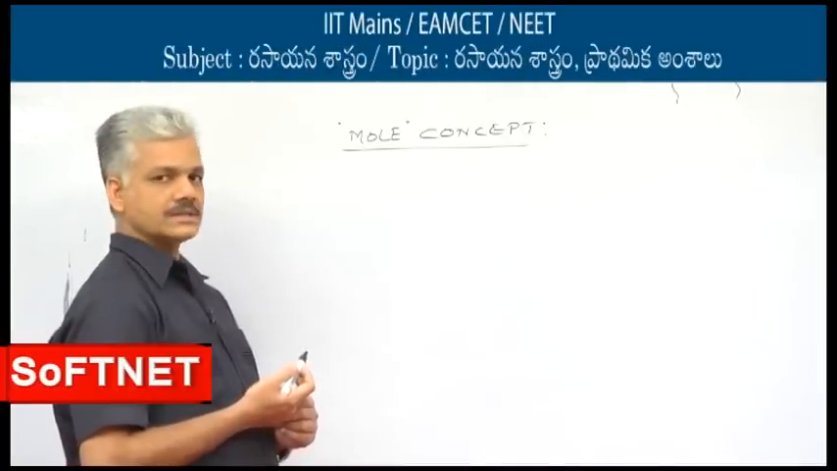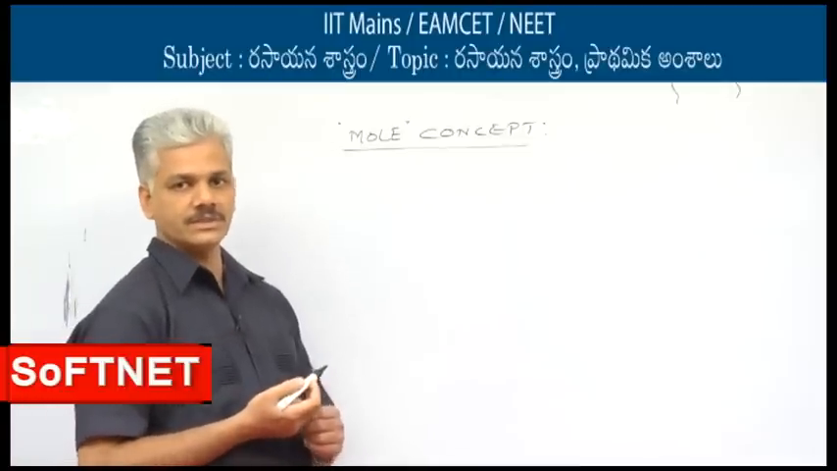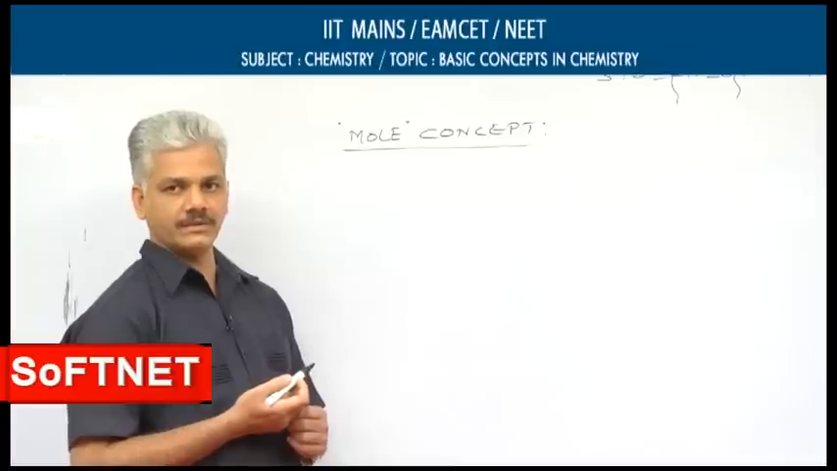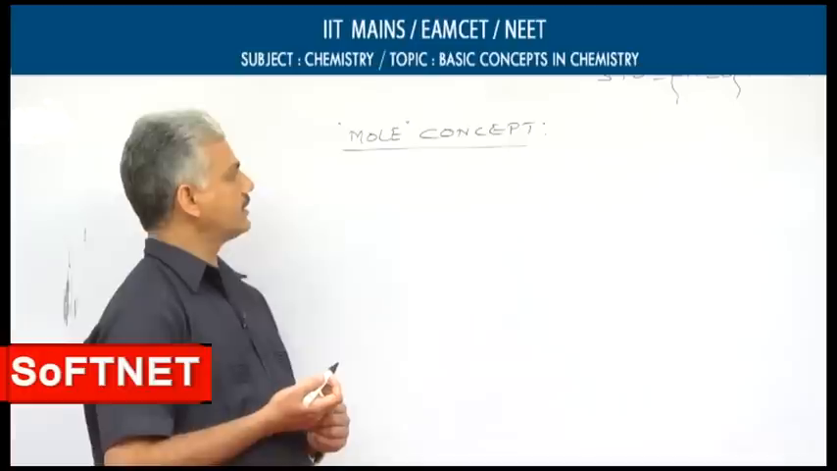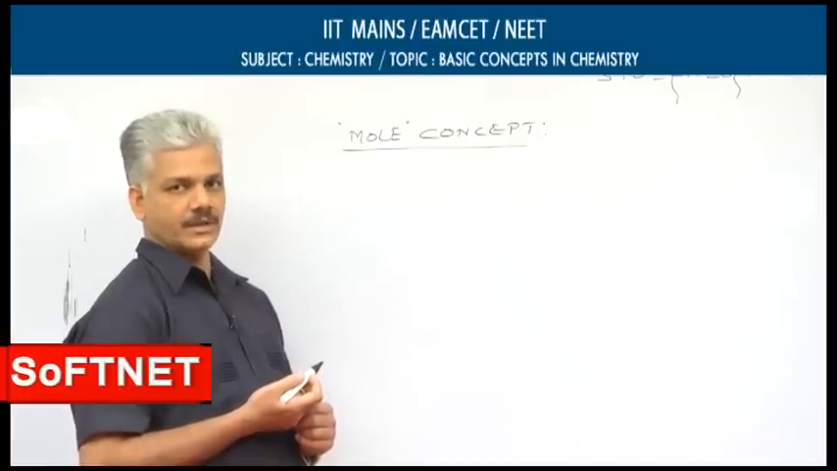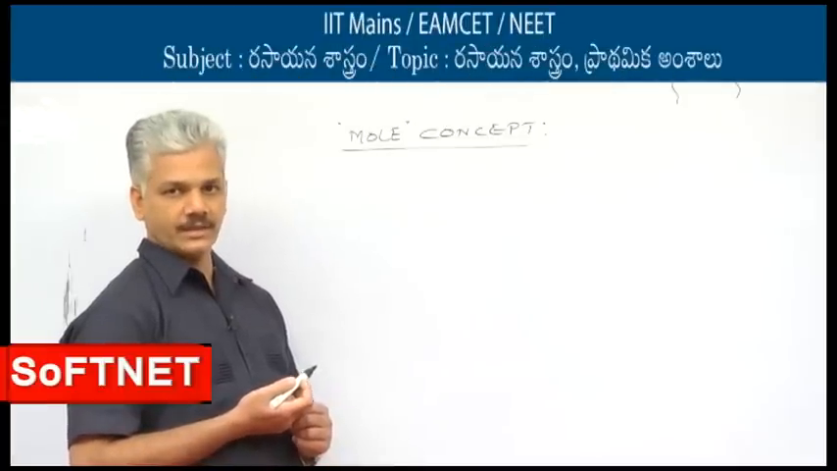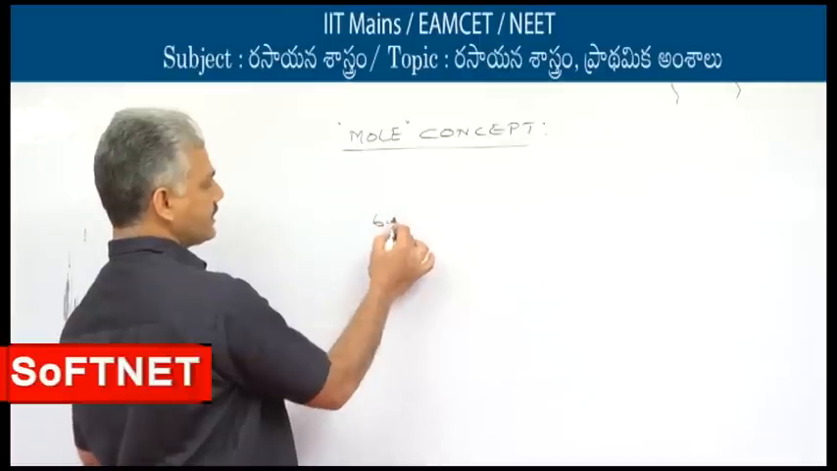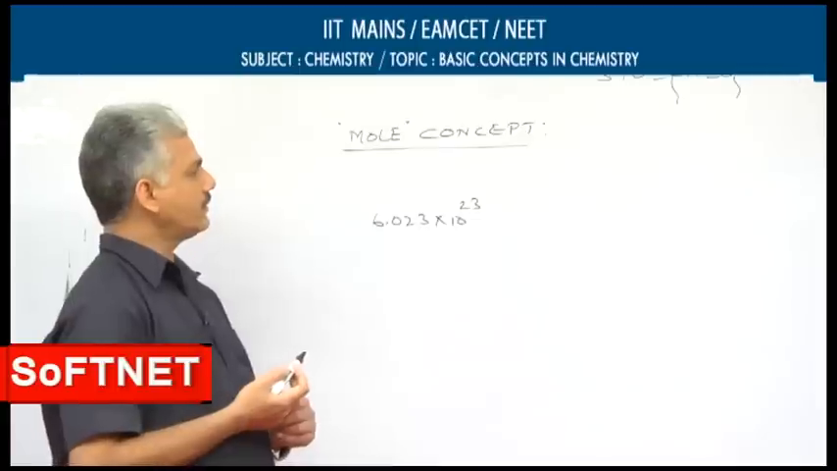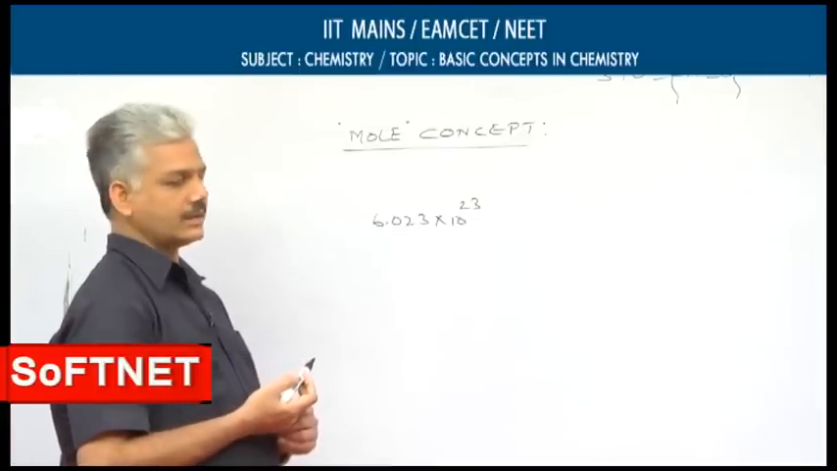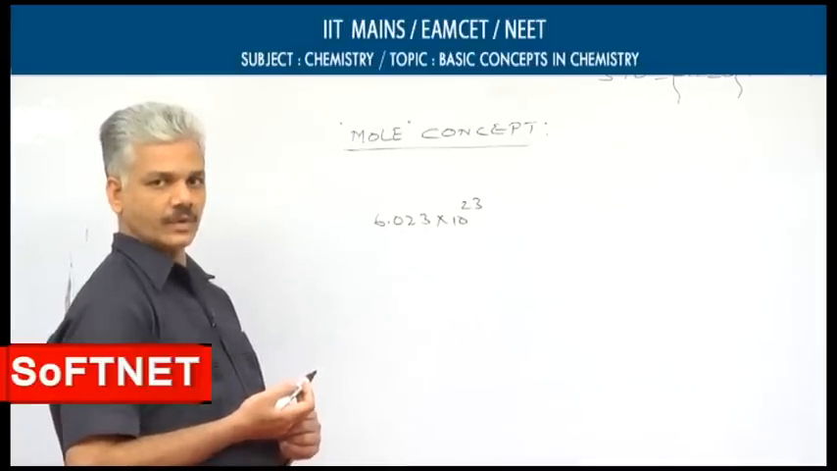Mole is just like a dozen. Dozen indicates 12 units, which can be applied to anything in our day-to-day life. Similarly, in the calculations related to chemistry, this term mole is also used. Mole is equal to Avogadro number of chemical species. Avogadro number value is 6.023 into 10 power 23 units. So, the quantity of matter that contains so many structural units is taken as 1 mole.